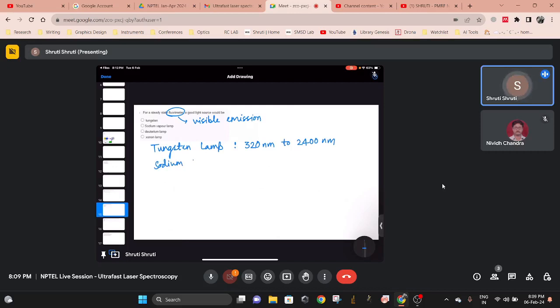And sodium vapor lamps give two wavelengths, generally 589 nanometer and 589.6 nanometer. This comes from the energy level diagram of sodium, so it emits only these two wavelengths. So we can say 589. Next is the deuterium lamp.